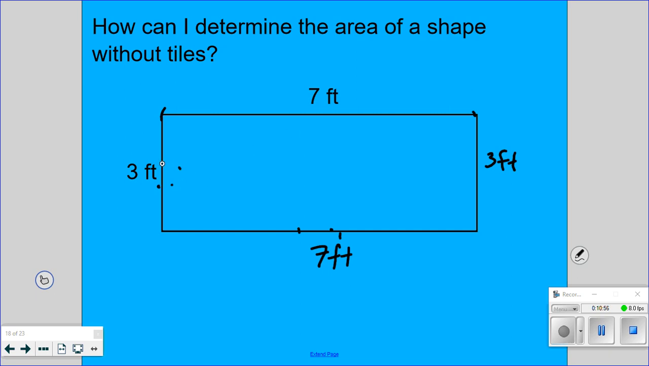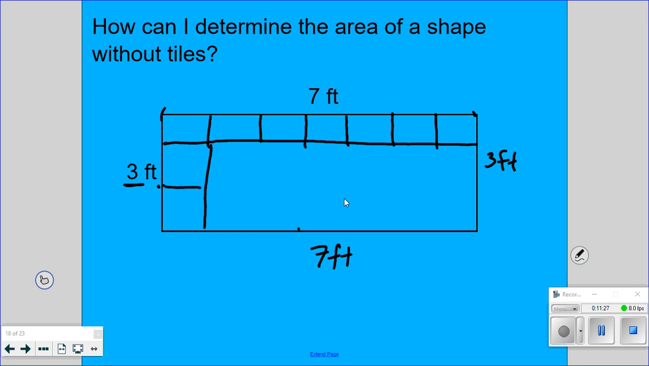If I was creating this with my tiles, I know that I would line up 7 tiles this way, because that's what my length is. 1, I'm writing, that means you're writing 2, 3, 4, 5, 6, 7. I would have 7 tiles lined up. And then going down, I would also have 3 tiles. We're just going to pretend those are nice, even squares. Now notice I did not fill in my entire shape, because we know what this looks like.